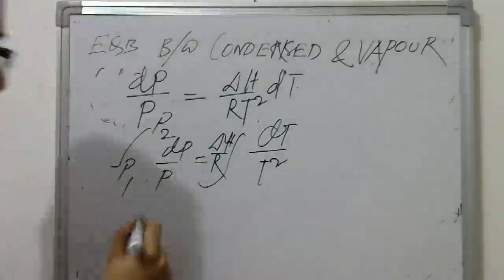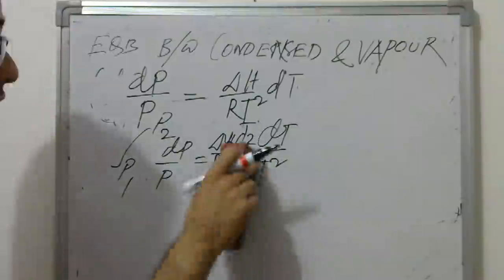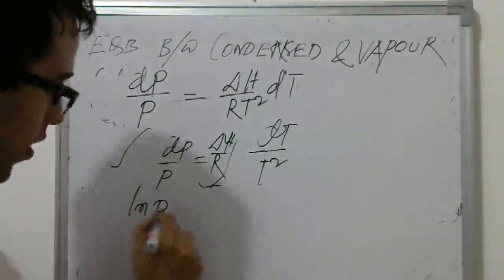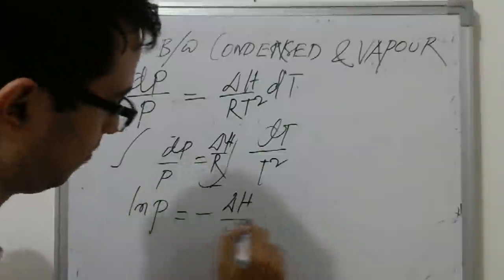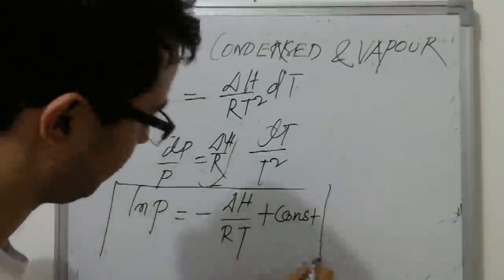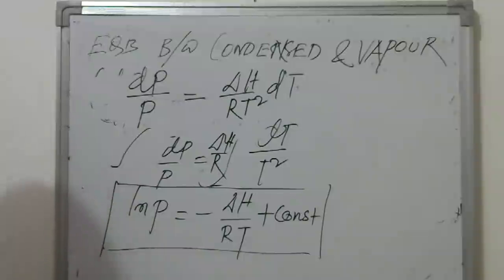T1 to T2. If I move this to definite integrals, so I will have ln P is minus delta H by RT plus constant. This is the final form, another form of the Clausius-Clapeyron equation. Then ln P is minus delta H by RT plus constant. This is very important. I will solve a lot of problems with this concept. So ln P is minus delta H by RT plus constant.